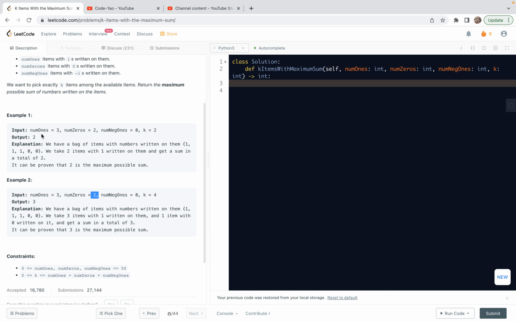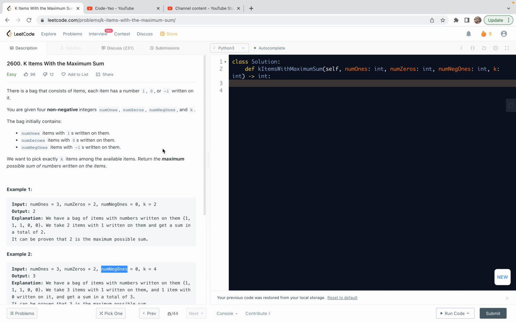So I would say that the two examples are not very representative, because we can have a relatively small number of num1s and num0s, so we have to choose some part of the negative ones. In that case, we need to consider the total sum, the total number of non-negative ones minus part of the negative ones. So with that said, we are ready to do the coding.